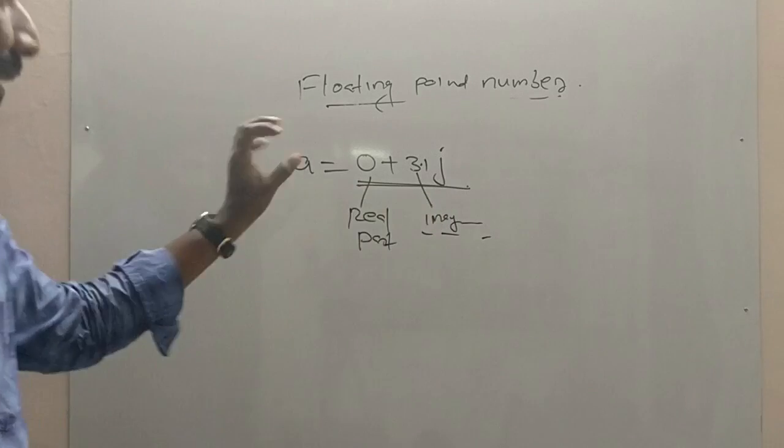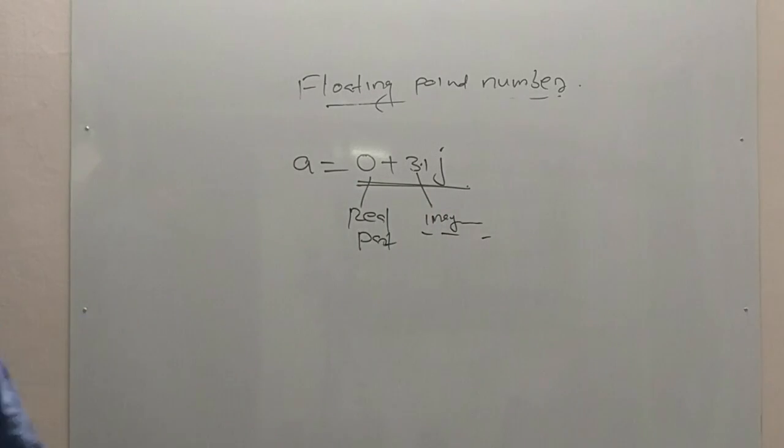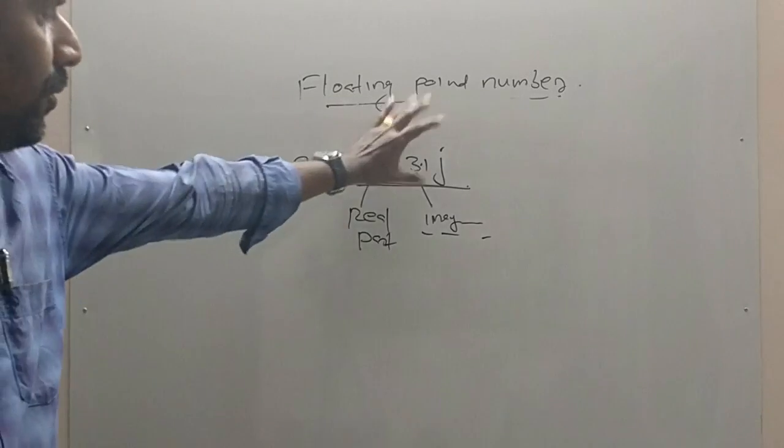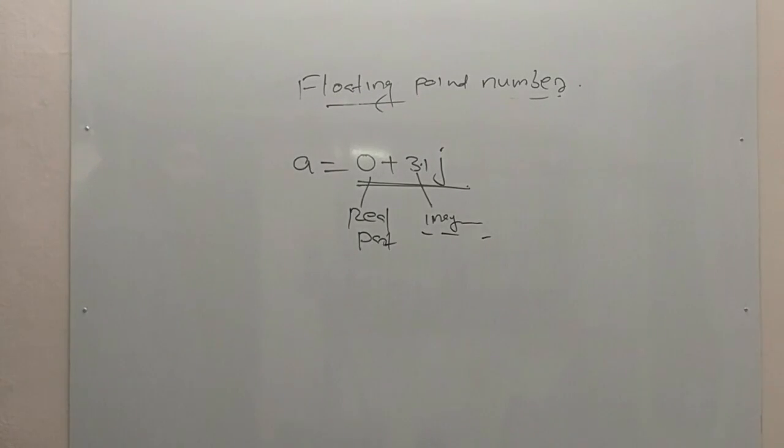Suppose if you want to get the real part in your program, then you can use real. And suppose if you need the imaginary part, then you can use imag. These are the two attributes we can use to get the real part and the imaginary part.